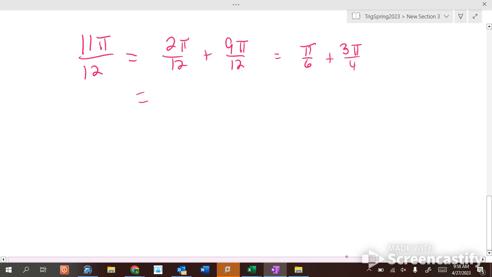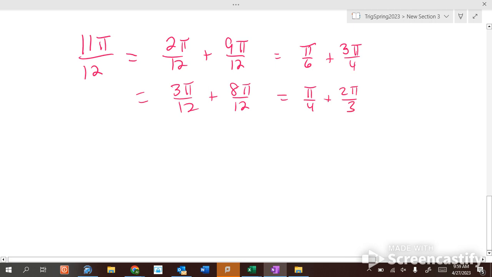Now, is that the only two we could use? No, we could use 3 pi over 12 and 8 pi over 12. We can't use 4 and 7 because 7's not reducible. We can't use 5 and 6 because 5's not reducible. So those would be the only options we could use. Well, not the only ones, because we could use subtraction too if I really wanted to. But I don't think we're going to go there right now.